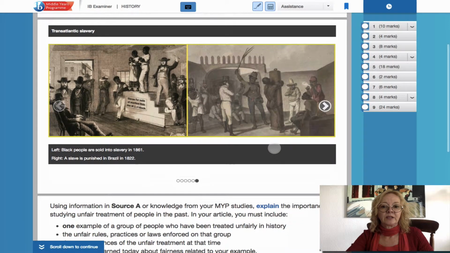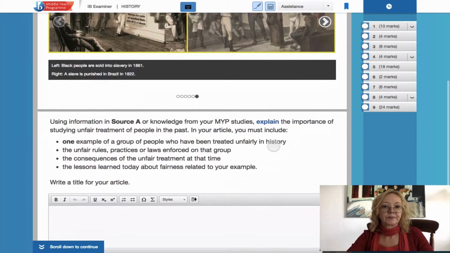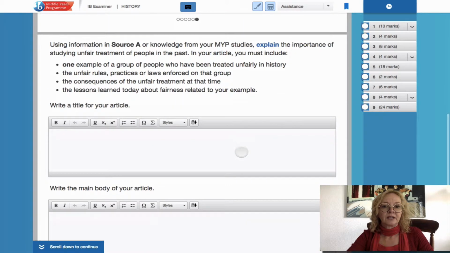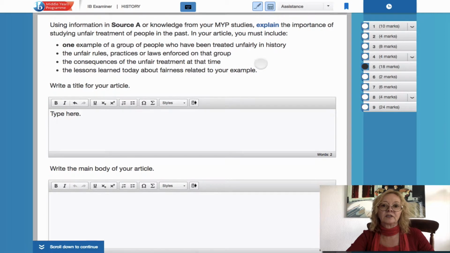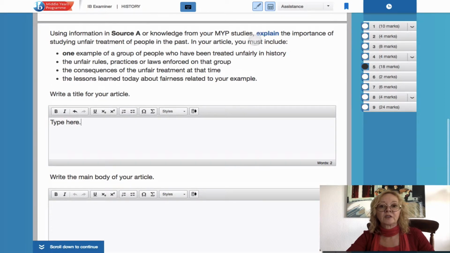When students are ready to answer the question, they can enter the title of their newspaper article in this text box here. Of course, they can edit the text. They have to respond to these 4 prompts. They could copy and paste them into the text box below to make sure that they didn't forget any of the content that they have to include. And this is an explain question.